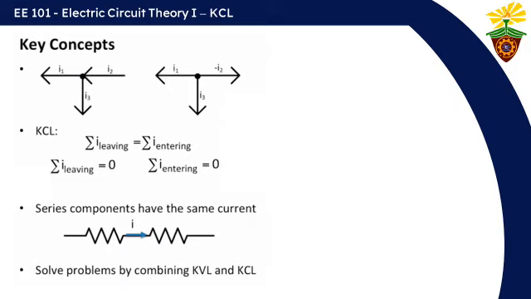Now, another concept that we covered is that series components have the same current. So in this particular case, we've got 2 resistors. They both have the same current through them, and the last thing is we did an example where we show how powerful it is to combine both the KCL and the KVL to solve the circuit problem.